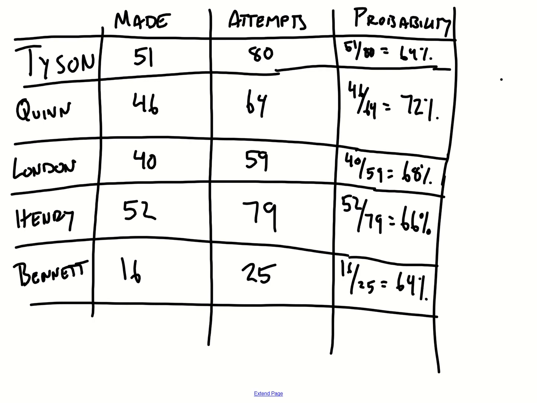So we can see that whoever has the highest percent would be the best free throw maker, which in this case would be 72%, which in this case would be Quinn. So Quinn, this is going to be for you to go into the staff versus students basketball game and make those shots and make the students look better than they are, because you're going to be the guy who can do that. Unlike Tyson, London, Henry, and Bennett, who clearly can't shoot baskets as well as you can. All right, so that's experimental probability.